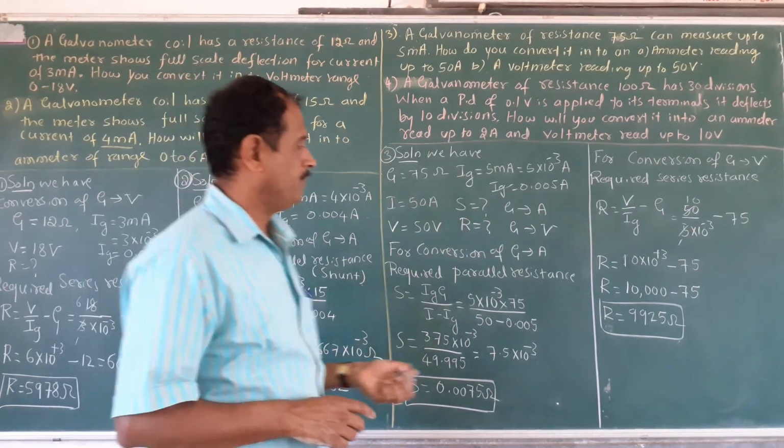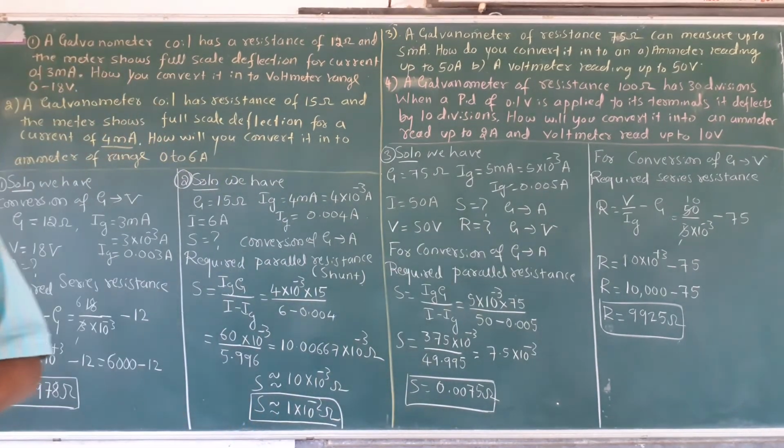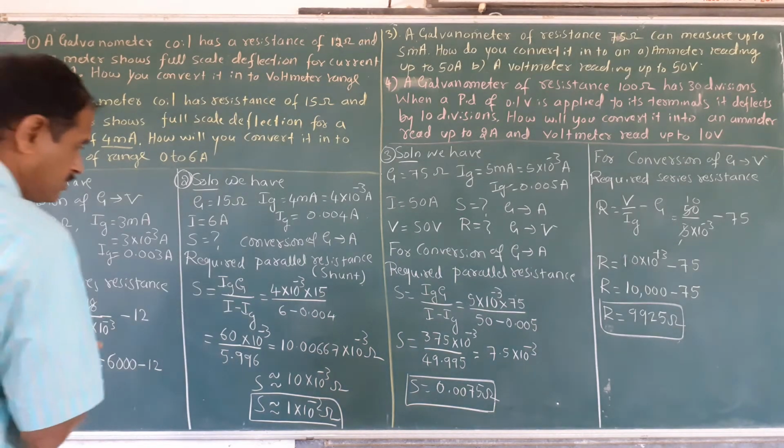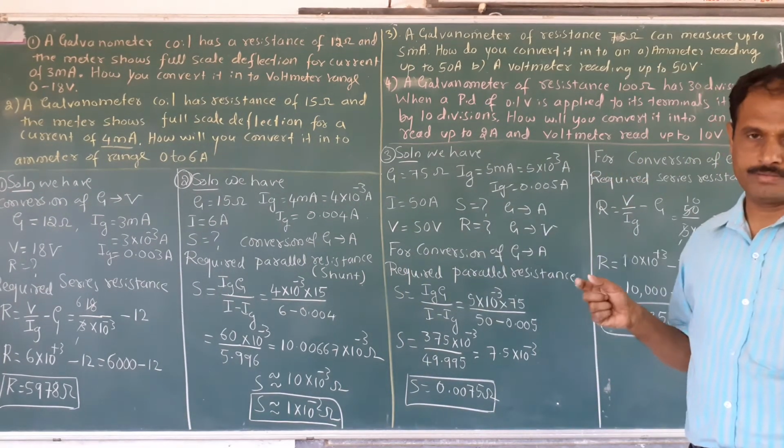Once again, repeat: when the high resistance of 9925 ohm is connected in series to the galvanometer, then it is converted into a voltmeter of range 0 to 50 volt. Like that, must and should you have to write. Then only it is a completed answer.